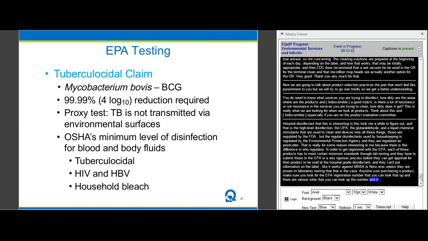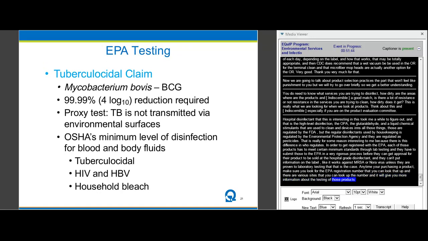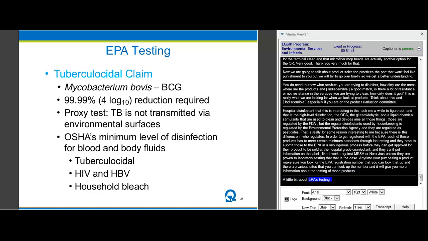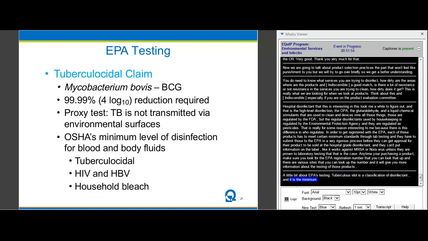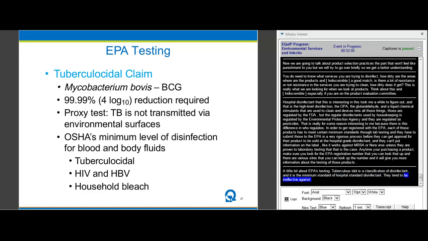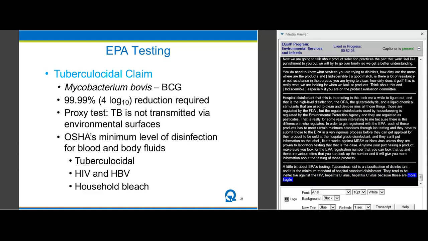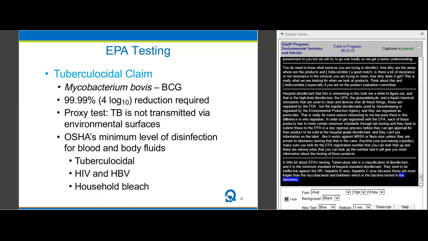So a little bit about EPA testing. Tuberculocidal is a classification of disinfectants, and it's the minimum standard for hospital-grade disinfectants. So they tend to be effective against HIV, hepatitis B virus, and hepatitis C virus, because those are more fragile than Mycobacterium bovis, which is the bacteria tested in the laboratory on tuberculocidal products. So if it's effective against BCG and it achieves a 4-log reduction, then it is considered tuberculocidal and can be used in a hospital.